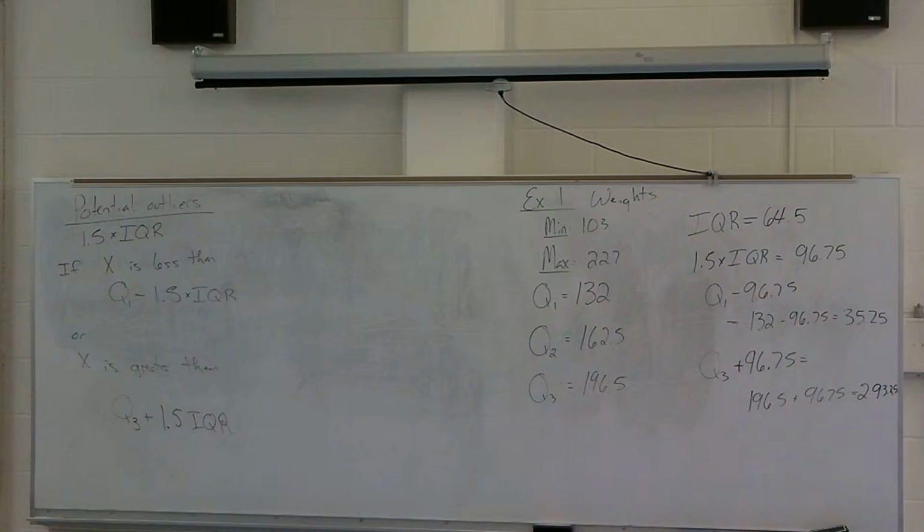Checking my math there. I think it's close if it's not exact. Okay. Well, our largest value is 227 pounds. So are there any values beyond the 293? No. Based on this collection of data here, we don't have any outliers. No potential outliers. Okay?